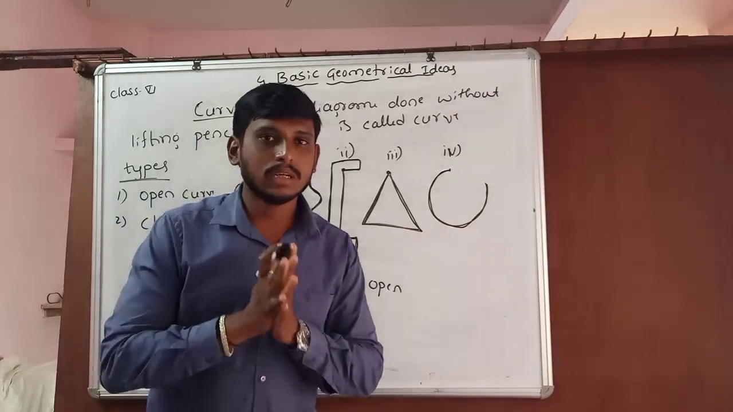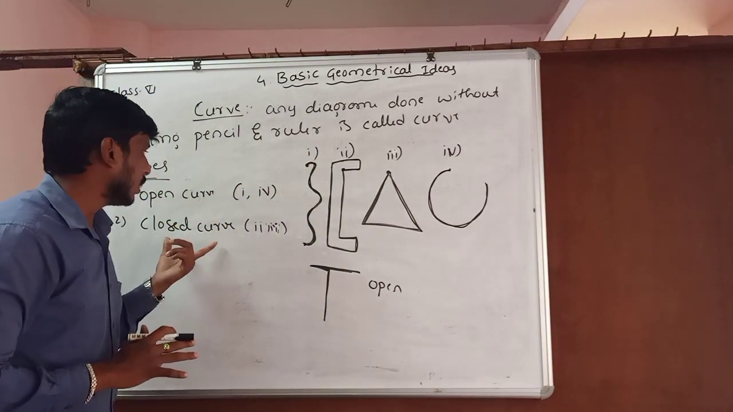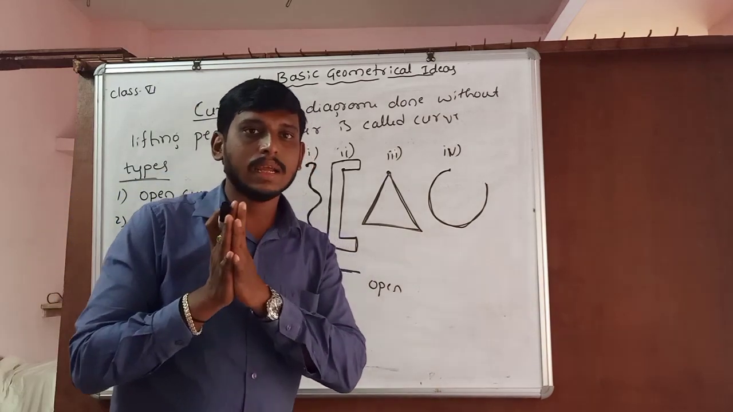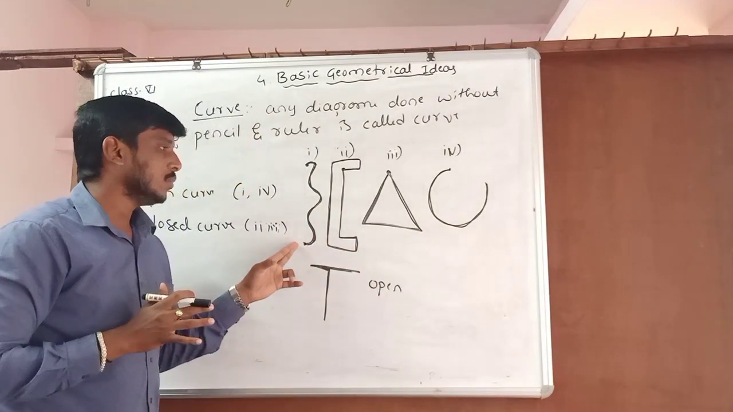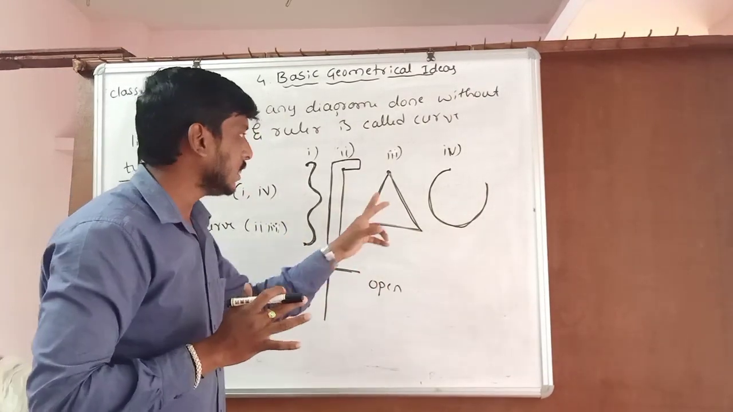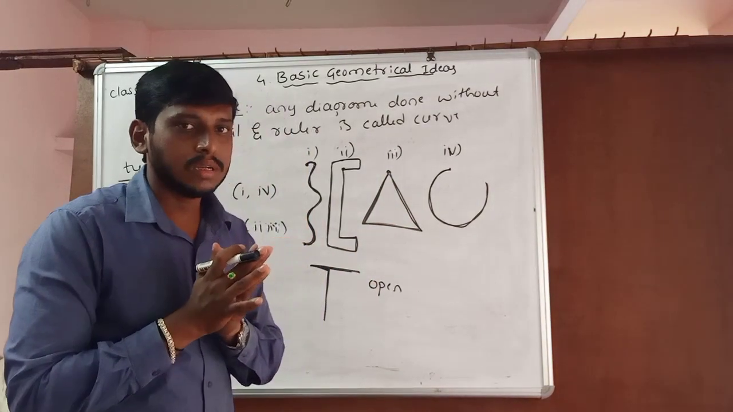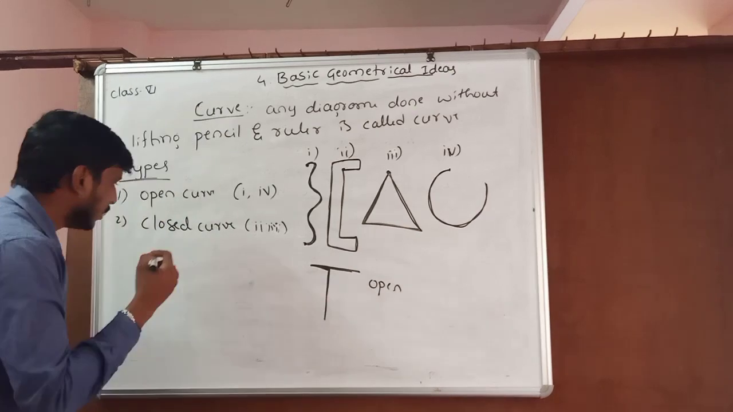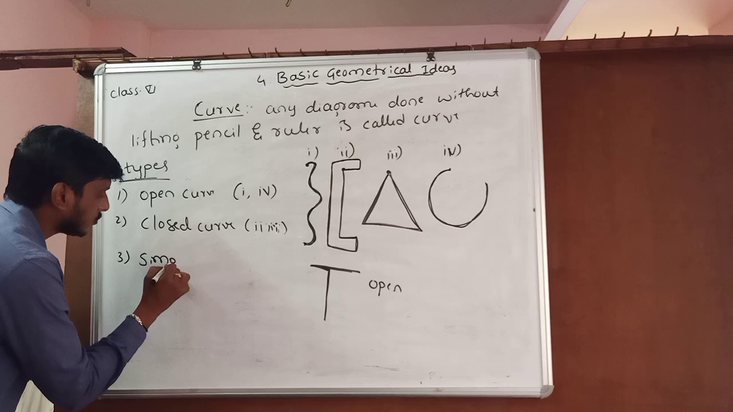In that curve there are two types. What is the first one? Open curve and closed curve. So what do you mean by open curve? If initial end and final end never meet each other, such types of curves are said to be open curve. If initial end and final end meet at a particular point, such types of curves are called closed curve. And one more is there. What is that? Simple closed curve.